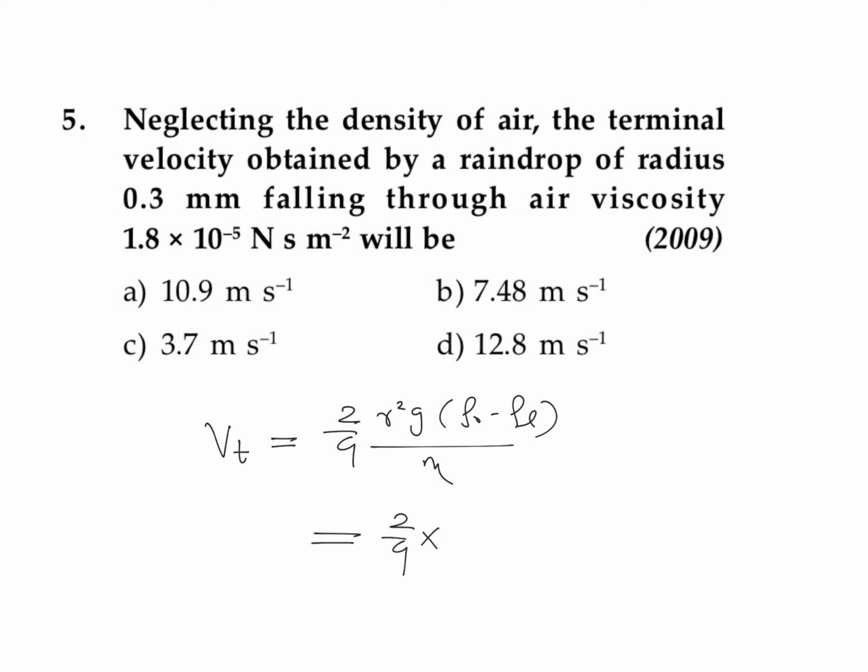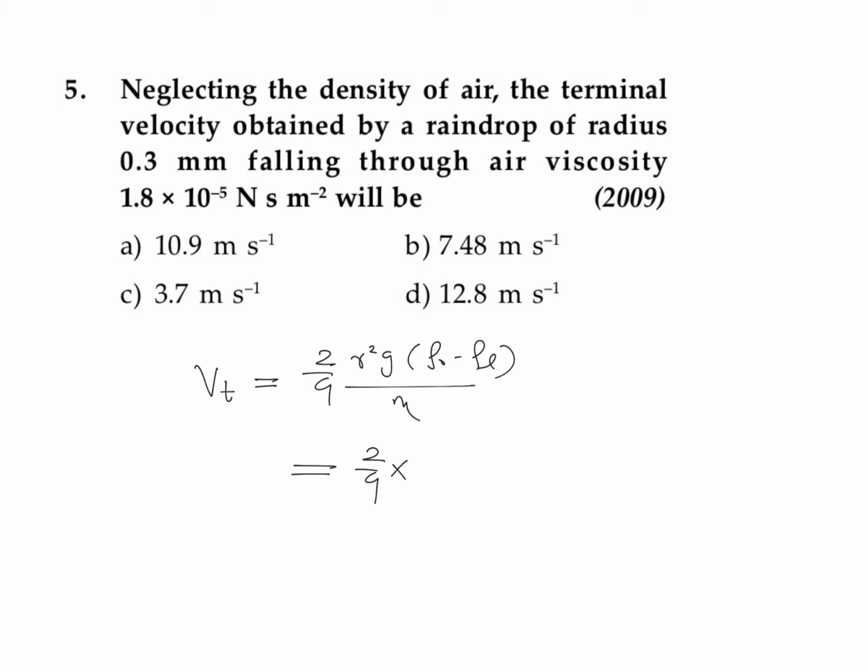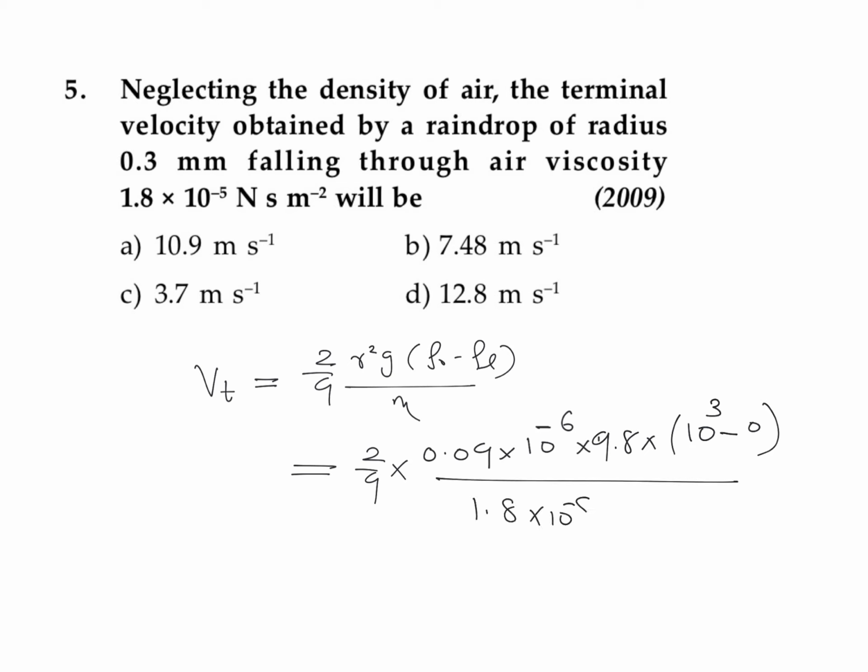So we can write 2/9 × r, which is given as 0.3 millimeter. So it is 0.3 squared, which is 0.09, and 1 millimeter is 10^-3 meters, so squared that is 10^-6, × the acceleration due to gravity, which we can take as 9.8, × the density of the object, which is the density of water, 10^3, minus the density of the liquid, which we are neglecting since the density of air is 0, divided by the coefficient of viscosity, that is 1.8 × 10^-5.